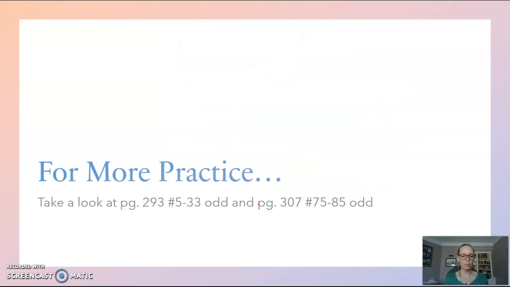Okay, if you need a little more practice on this, you can take a look at page 293 in the textbook. Numbers 5 through 33 odd have plenty of definite integrals. And then if you flip on over to page 307, you're going to see some definite integrals where you need to use u substitution.